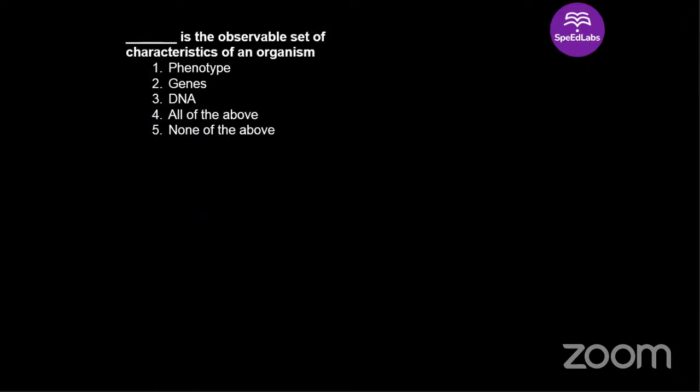Dash is the observable set of characteristics of an organism. Phenotype. Phenotype, absolutely correct. What is a genotype? Genotype is the genetic constitution of an organism, right? Phenotype is the characteristics which are observable. So here the question is asking about observable characteristics, so the answer will be phenotype.